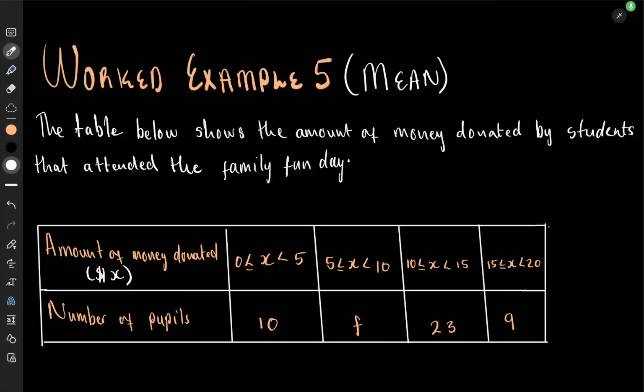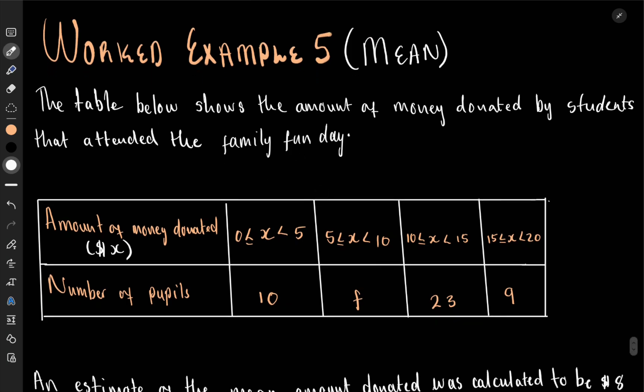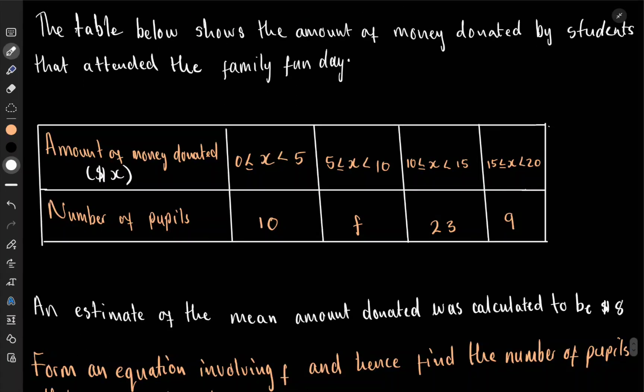Another one, let's quickly go through this. It says the table shows the amount of money donated by students that attended the Family Fun Day. Okay, here's the amount of money donated. This is the table, and let's see what type of table this is. Amount of money donated, number of pupils. Number of pupils. This is frequency, because frequency is the number of things.